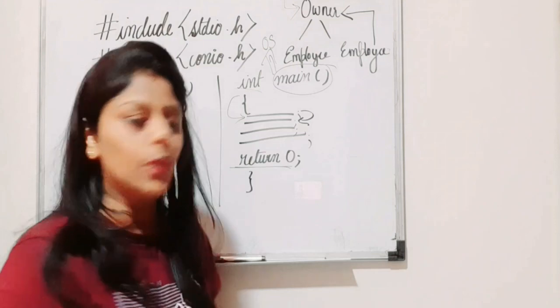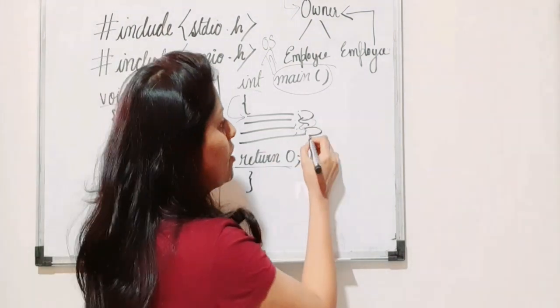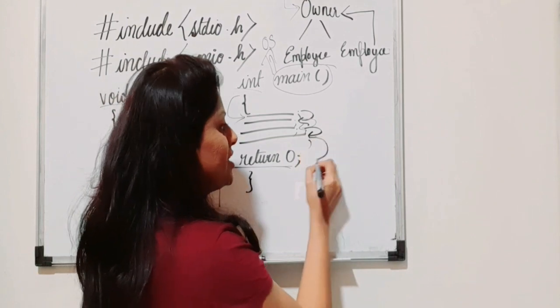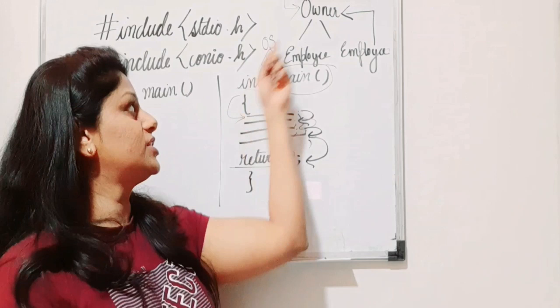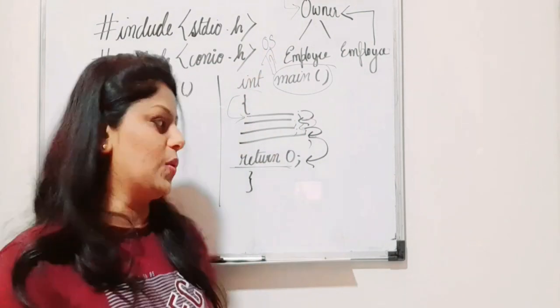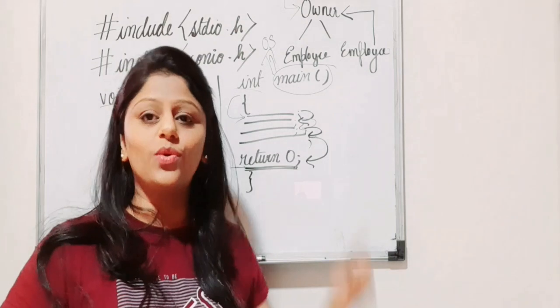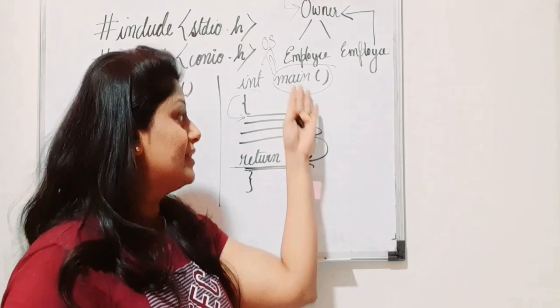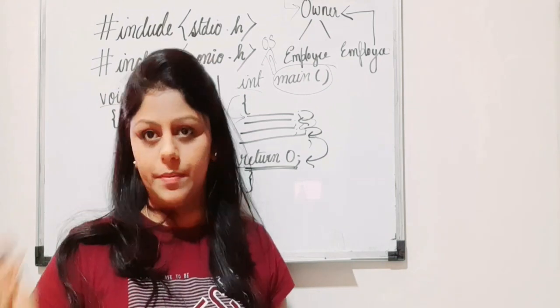Second line also no error, it will come to the third line. Third line also no error, it will come to the fourth line, and finally, with no error, it will come to the return 0. This return 0 is something which the operating system knows. As soon as it reaches this line, the operating system knows that there is no error in this program and the output will be displayed.